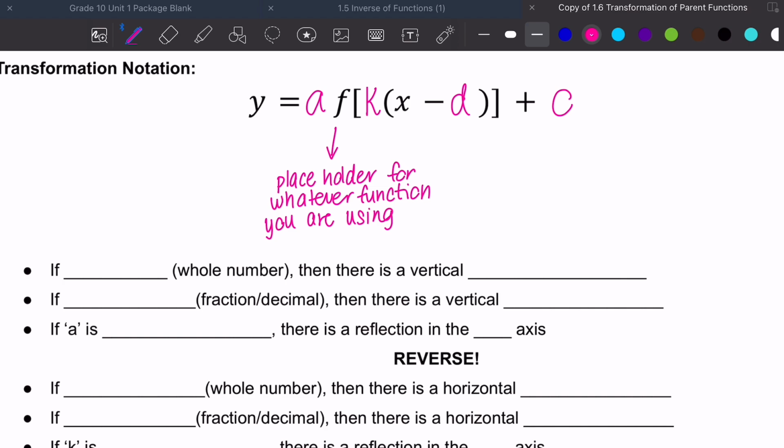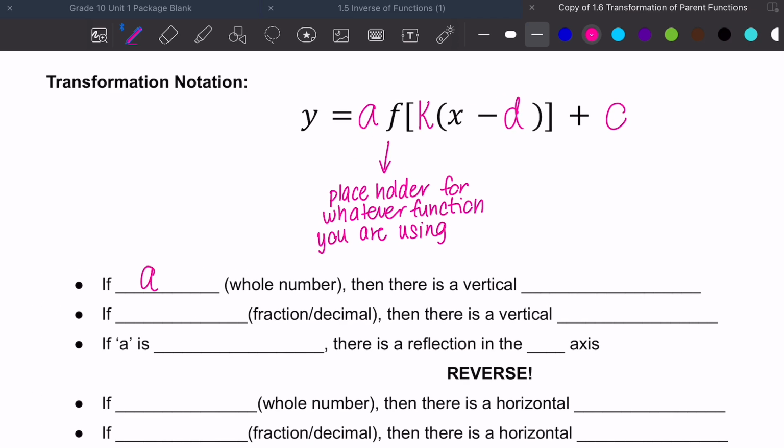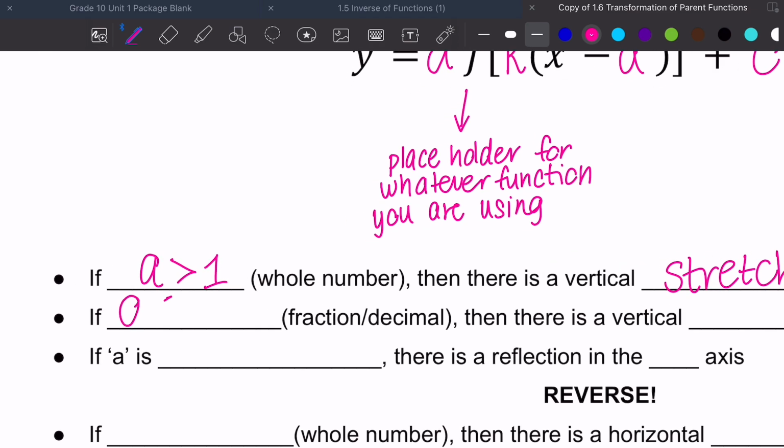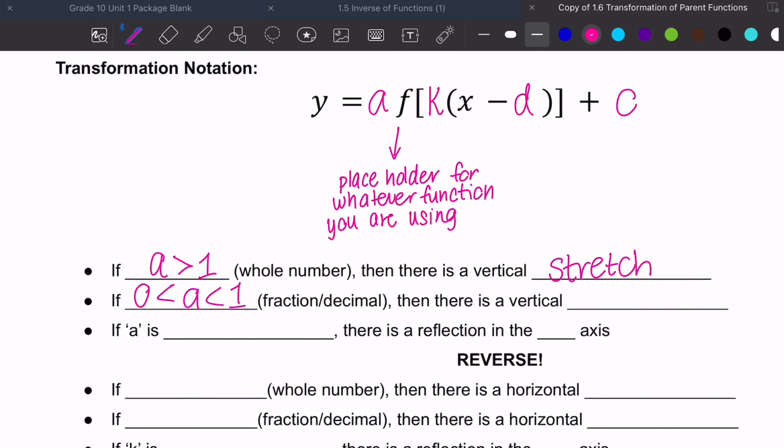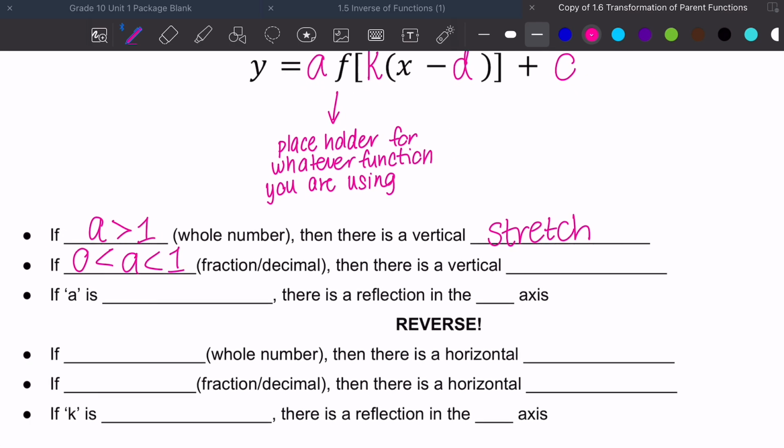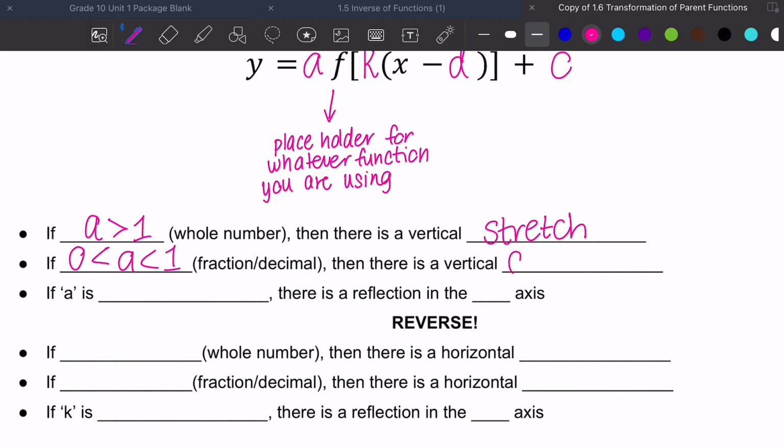So, okay, going through starting from left to right. We're going to start with A, and we said, if A is greater than 1, or if it's just a whole number, then there is a vertical stretch, which you have learned in grade 10. You did learn about stretches and compressions of parabolas, right? And that was always associated with the number in front. And then the same thing, if A is between 0 and 1, which is what that notation means, so if you're seeing a fraction or a decimal that's less than 1, then it's a vertical compression.